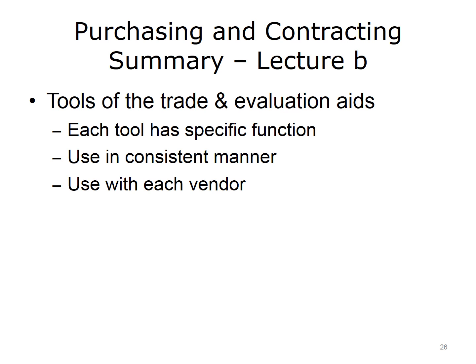This concludes Lecture B of Purchasing and Contracting. In summary, you have been exposed to some of the more common tools that IT business professionals use when conducting hardware and software evaluation and selection projects. As you have learned, each tool has its own specific function. During the course of a typical project, you may use several of these tools, each at different points in the process. You may only use 1 or 2 of these tools because the size and complexity will drive the utilization.